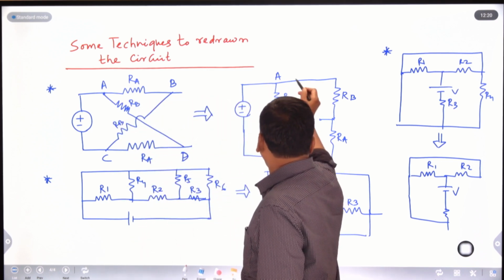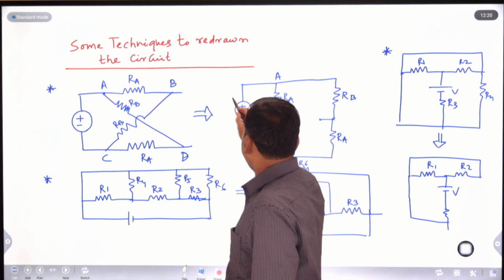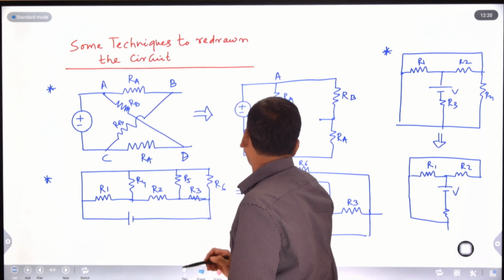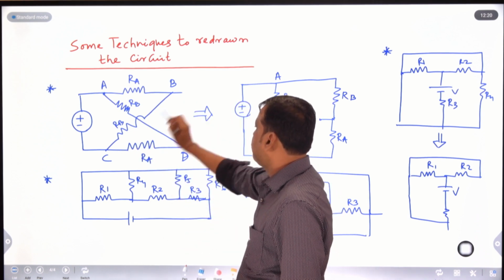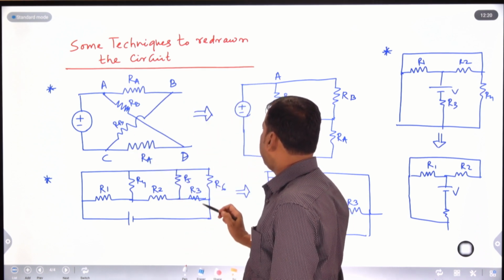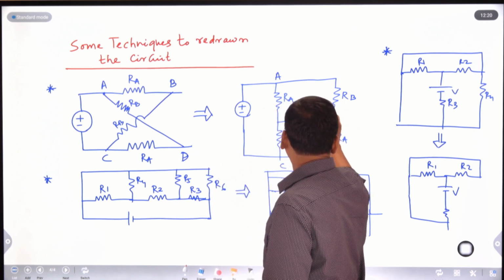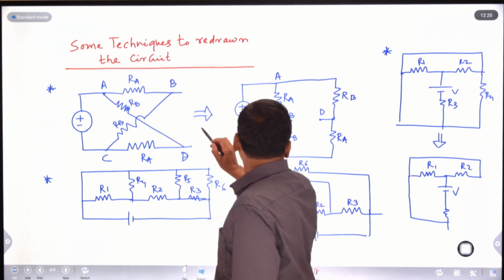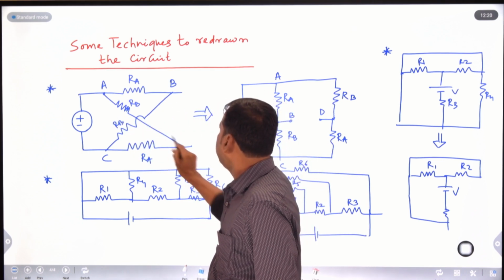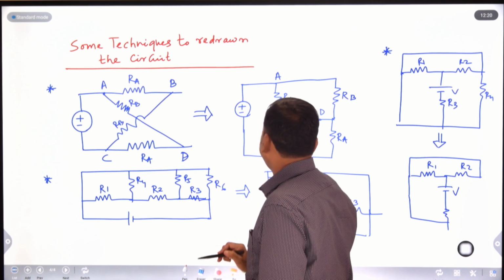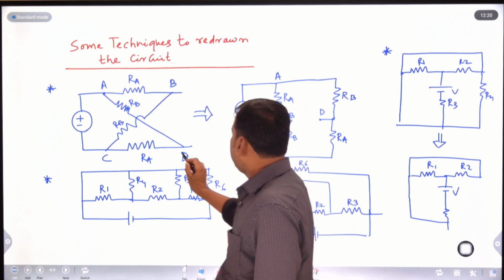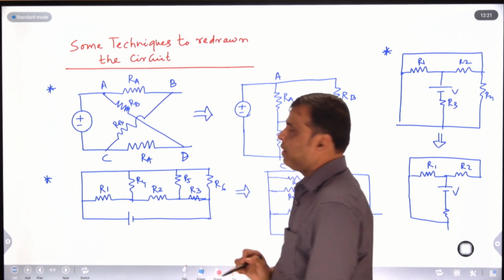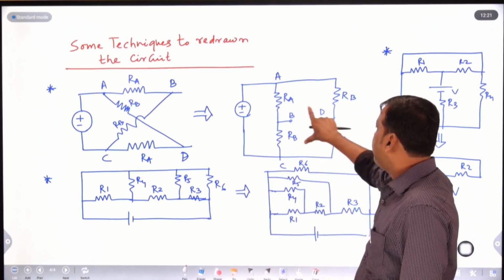A to B is your RA. Then B to C is your RB. Similarly, A to D is your RB. Then D to C is your RA. So you will find a very simple network.